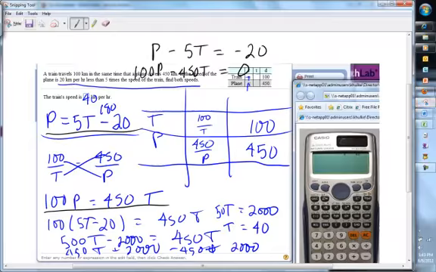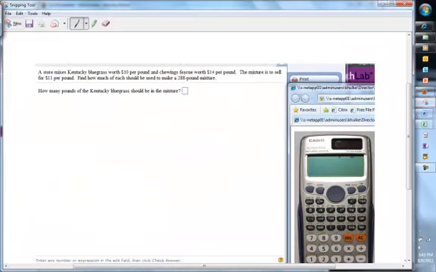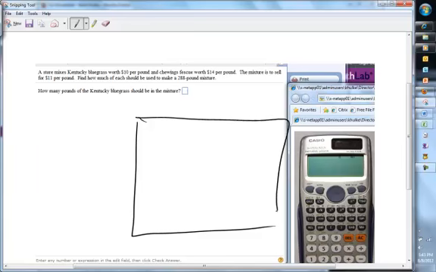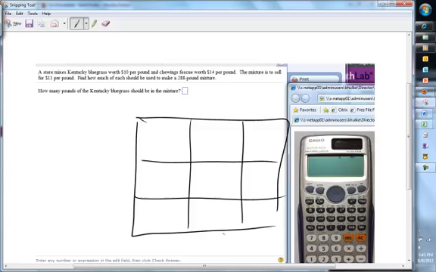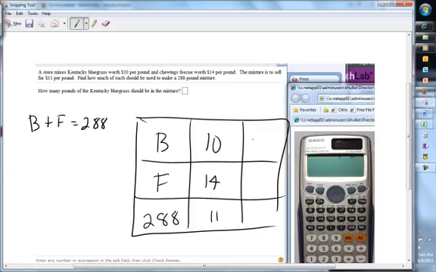Let me get my writing pad here. A store mixes Kentucky bluegrass worth $10 a pound and chewing fescue for $14 a pound. The mixture sells for $11 a pound. So we'll call this B for bluegrass, and this is F for fescue. And they want to make 288 pounds of the mixture. So B plus F equals 288. That's the first formula. 10B, 14F, and then 288.